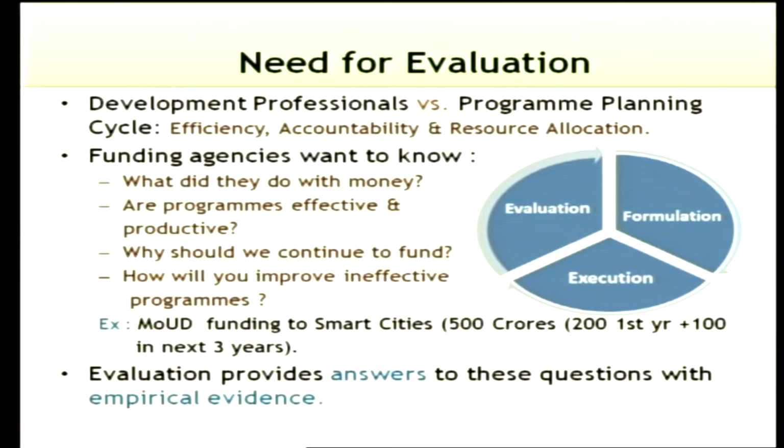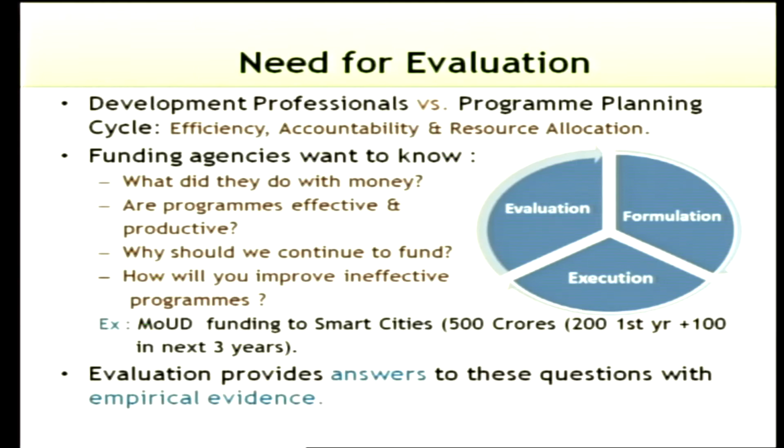Then when you take up the program planning cycle, as a development professional, you need to implement it with efficiency, effectiveness, accountability and resource allocation. Resource allocation broadly is of two types. One is allocation of time resources and allocation of human resources. And the third, another important dimension, is the monetary resources allocation. So as a program planning professional, as a development professional, you need to implement the program planning cycle in a more effective way. Then often the question is why we should conduct the program evaluation or a project evaluation.